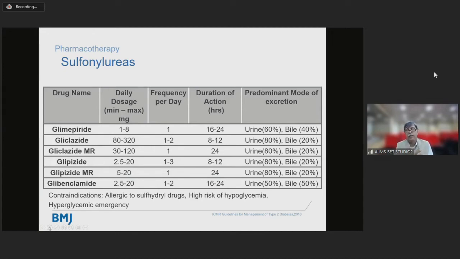As you can see, most of them are excreted predominantly through the urine. And in my practice, I don't give sulfonylureas when you hit a creatinine of about 2.5.